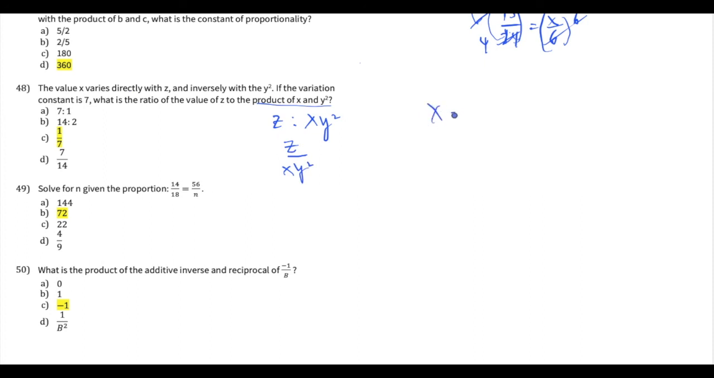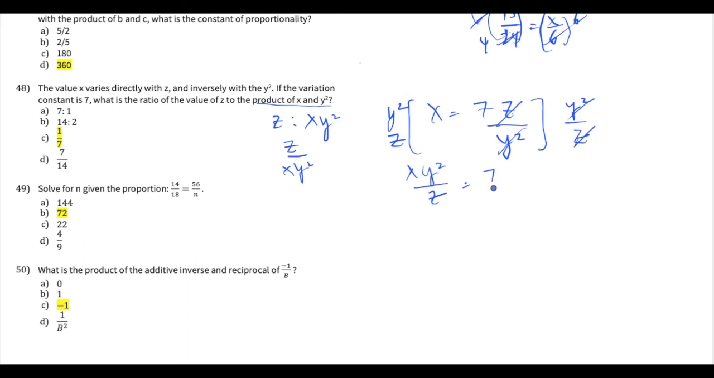Given this one, x varies directly with z and inversely with y squared. Variation of constant is 7. If you arrange this, or multiply both sides by y squared over z, okay, mawawala ito. Cancel. Dito naman, you will have x, y squared over z is equal to 7. Ang hinanap mo is this one. So, ibig sabihin, if you get the reciprocal of both sides, you will have z over x, y squared is equal to 1 over 7. So, the answer here is letter C.